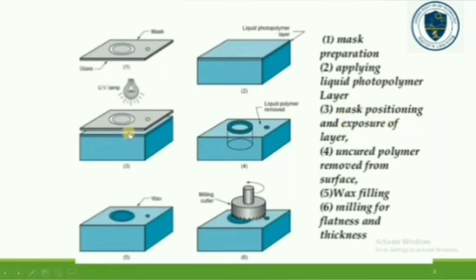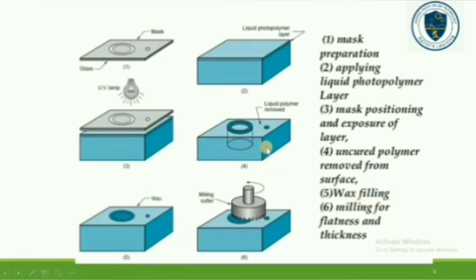Second, we need to apply a liquid polymer layer on the platform. After placing the platform, the mask goes in between the UV lamp and the platform. After the lamp sends the light rays, only the gap area allows the light rays to go to the liquid polymer resins. Due to that heat, the liquid polymers are converted into solid through the photopolymerization process.